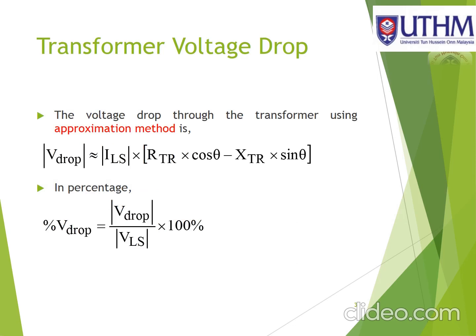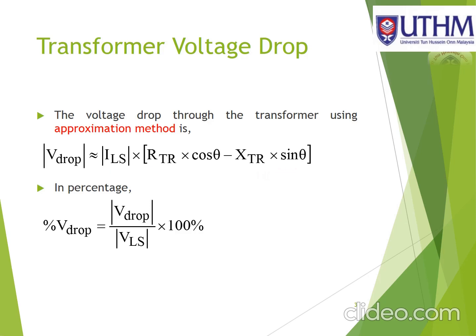Next is the transformer voltage drop. In the previous lecture video, I explained the cable voltage drop. So I will continue with transformer voltage drop. For voltage drop of a transformer, the formula uses the approximation method. This is the formula: voltage drop is equal to I_LS times (R_TR cos theta minus X_TR sin theta).